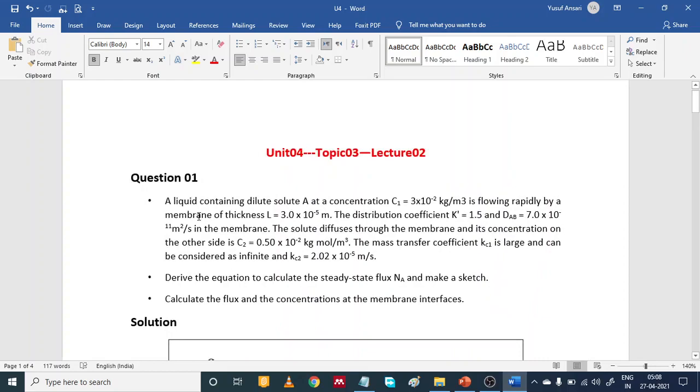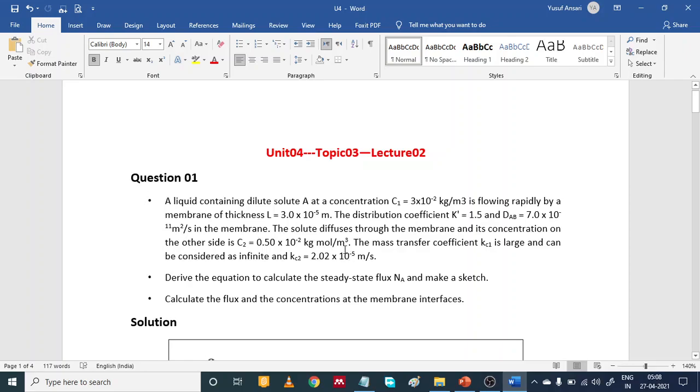The liquid containing dilute solute A at a concentration of 3 × 10⁻² kg per meter cube is flowing rapidly by a membrane of thickness 3 × 10⁻⁵ meter. The distribution coefficient K dash is given as 1.5 and the diffusivity of A with respect to B is given as 7 × 10⁻¹¹ meter square per second in the membrane.